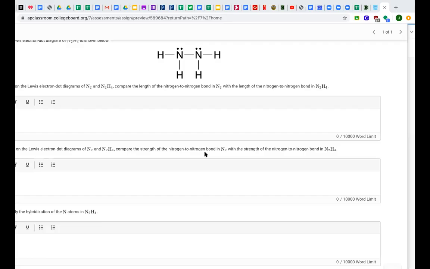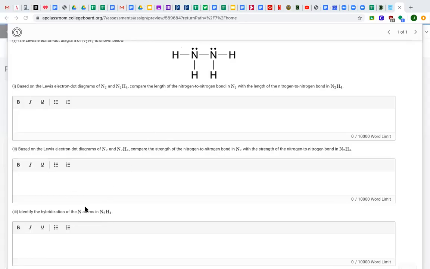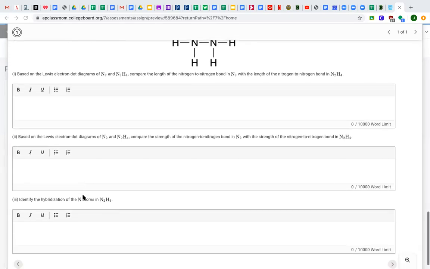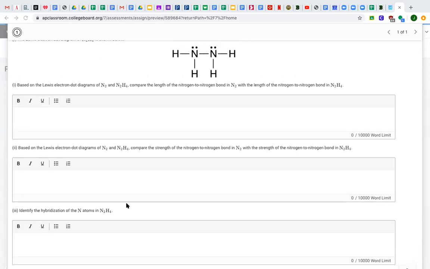And so here's Chrome. Okay. So here we go. All right. So the hybridization of the N atoms in N2H4. Okay. So what are those N atoms in N2H4? So go ahead and figure out what their hybridization is going to be. Take like 30 seconds. It should be pretty clear.